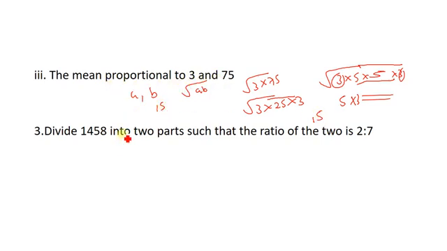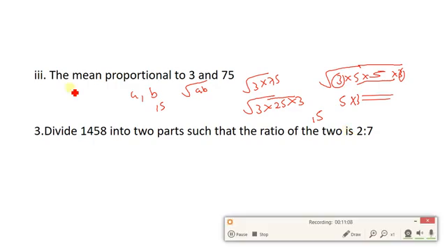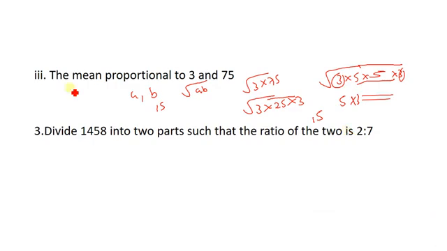Now next question is divide 1458 into 2 parts such that the ratio of the two is 2:7. Now this can be solved in two ways. First, we can take this 2:7 as 2x and 7x. So one part will be 2x and the other part will be 7x.